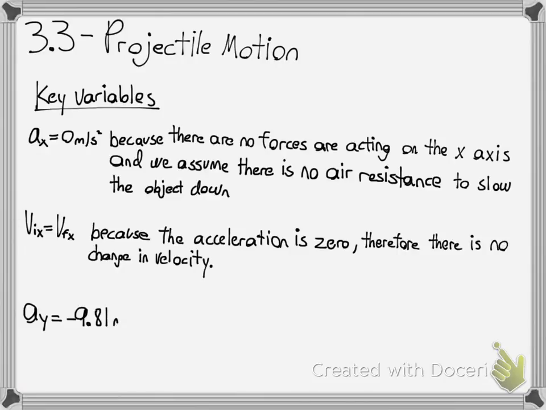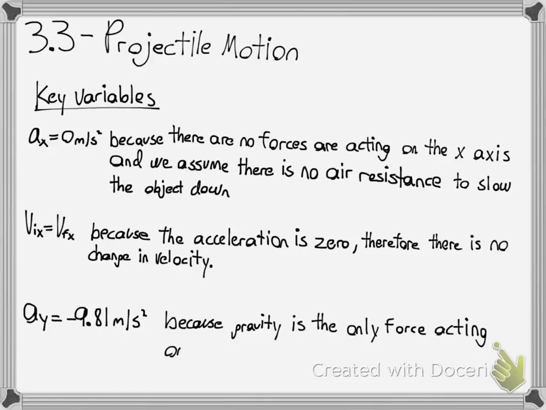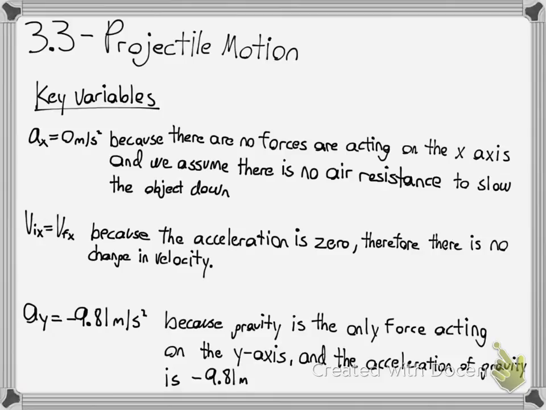And lastly, that our acceleration in the y is negative 9.81 meters per second squared. We say our acceleration in the y is negative 9.81 meters per second squared because the only force acting in the y is gravity. And the acceleration due to gravity of any object is always negative 9.81. The negative is because gravity points downward.